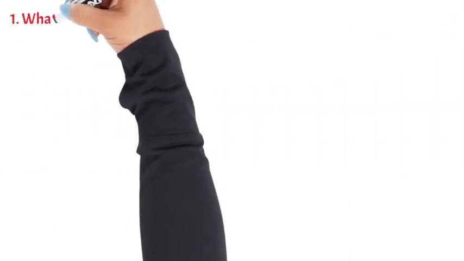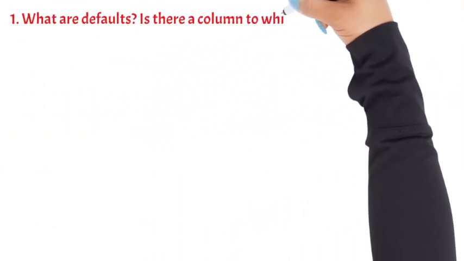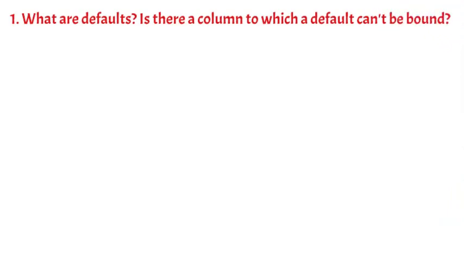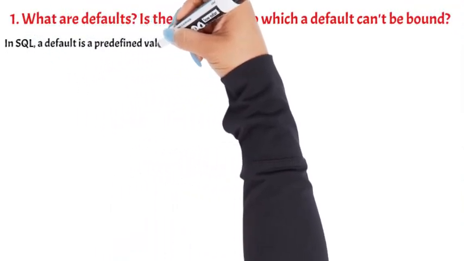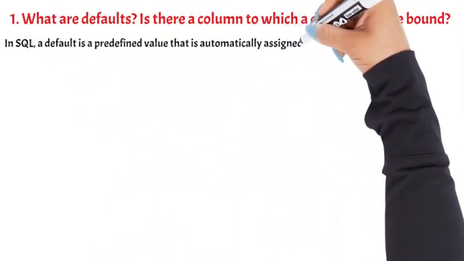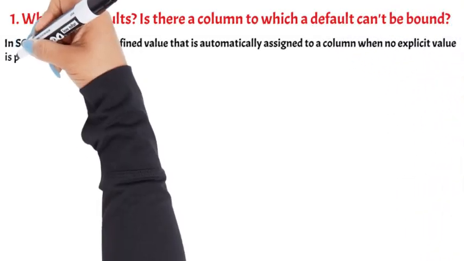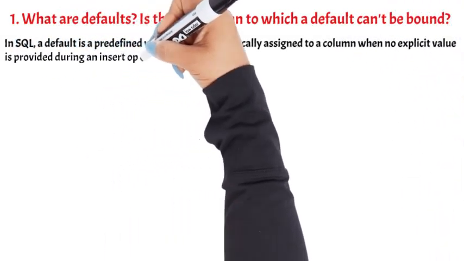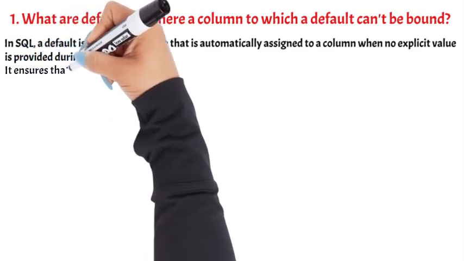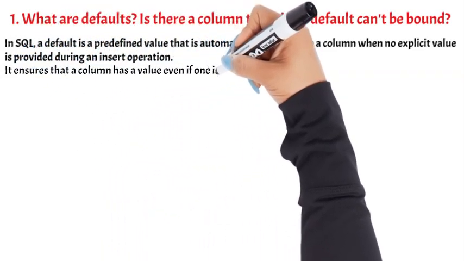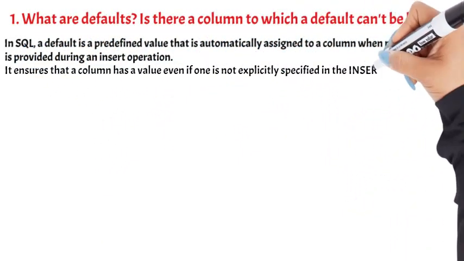1. What are defaults? Is there a column to which a default can't be bound? In SQL, a default is a predefined value that is automatically assigned to a column when no explicit value is provided during an insert operation. It ensures that a column has a value even if one is not explicitly specified in the insert statement.